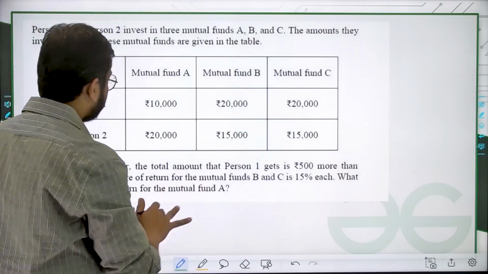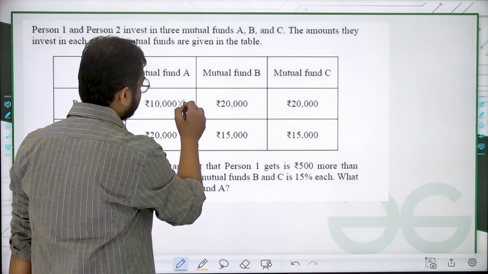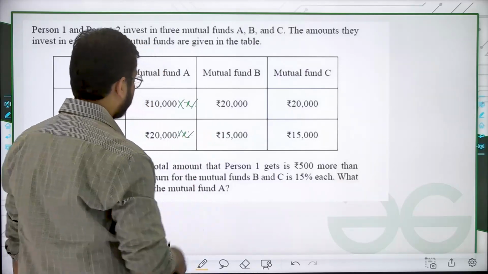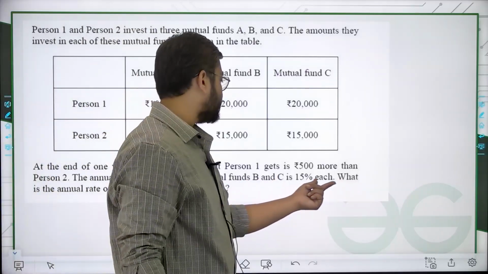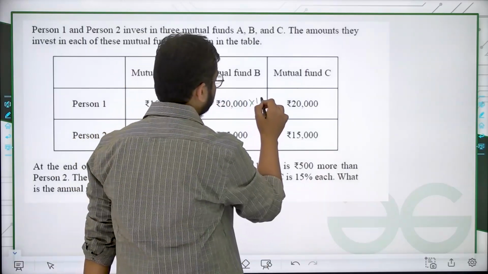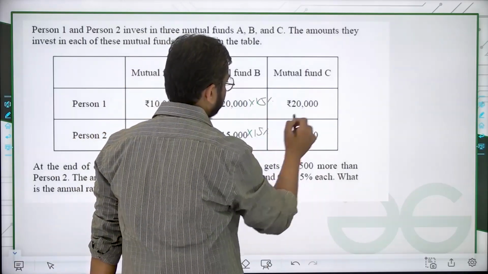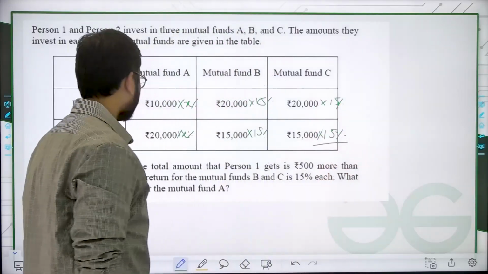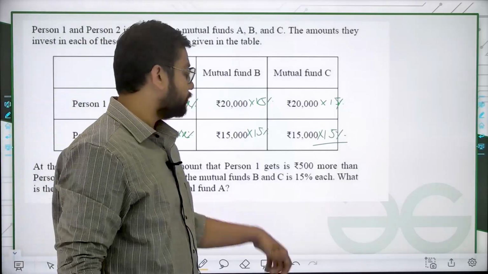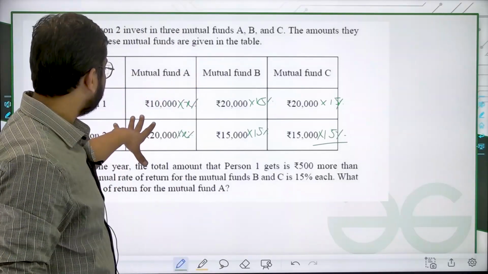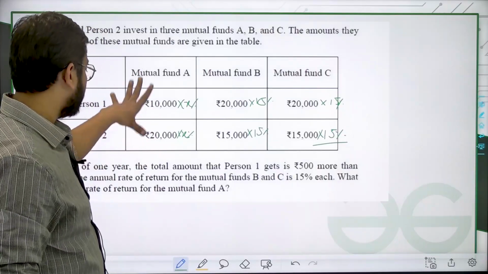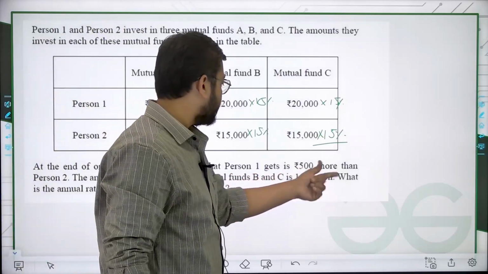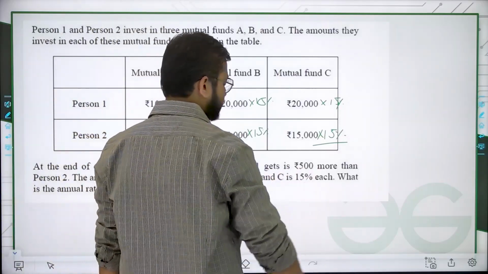Okay, so for this question, I'm assuming it has x% and it has x%. Because the rate of return for B and C is 15%, 15% is given for them, so the question is very easy. Now, what is the annual rate of return for mutual fund A? We have to find it out, but one more relation has been given: person A is getting 500 rupees more than person B. It's a very simple calculation part.